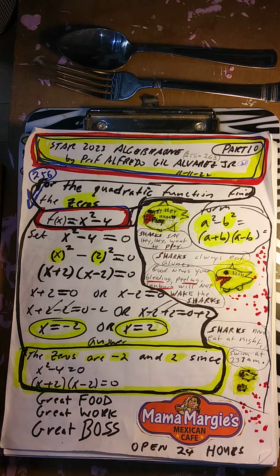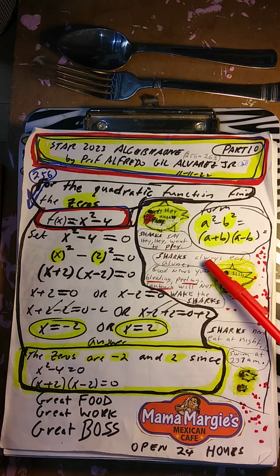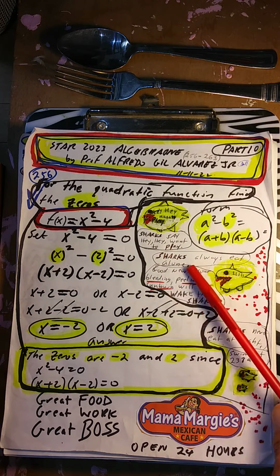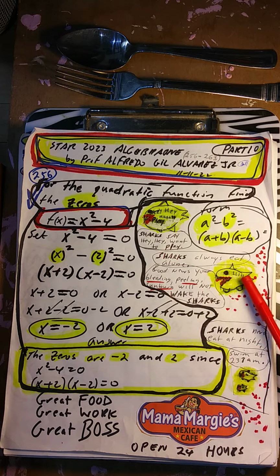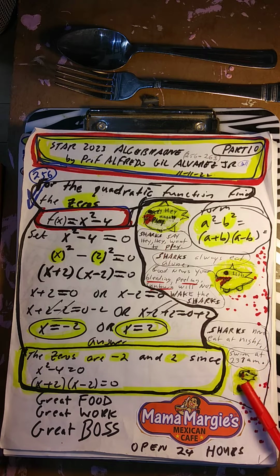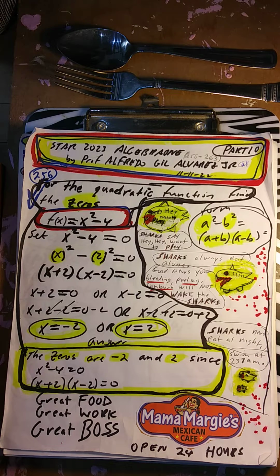Okay, after you finish studying for Algebra 1, go have fun at Mustang Island somewhere. And remember, the sharks say, hey, want to play? And sharks always eat alone. That's another good thing. Good news, your bleeding, peeling sunburn will not wake up the sharks. And sharks never eat at night. So at 2:30 a.m. you can go swimming by yourself if you want to. It's the best time to go.